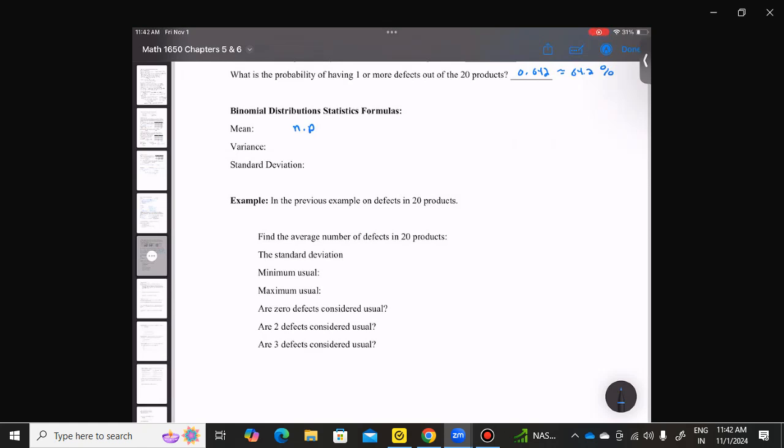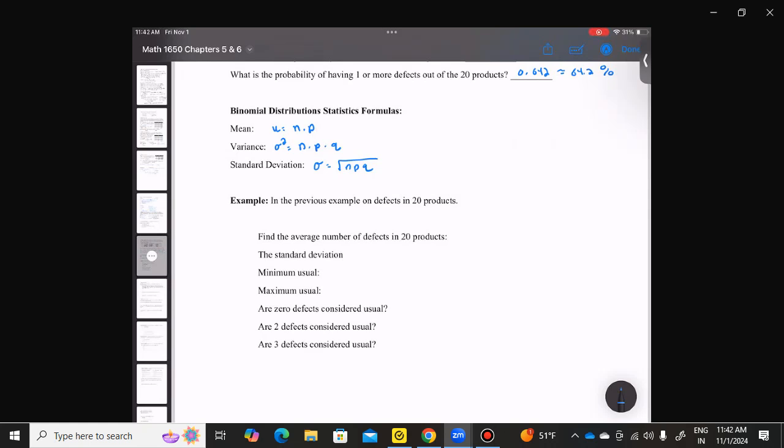The variance, it's even easier, well, maybe it's not easier, it's a little bit harder. N times p times q, multiplied by one more thing. And then that's the variance. And then the standard deviation is just the square root of the variance, so square root of n, p, and q. So those are the three formulas for this.